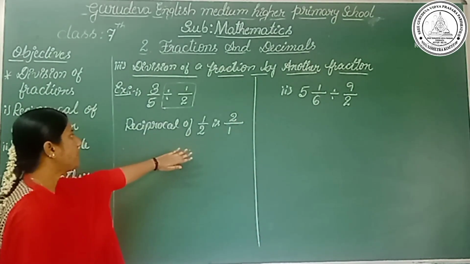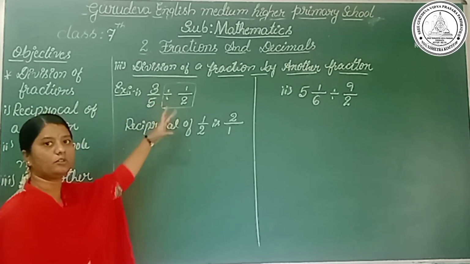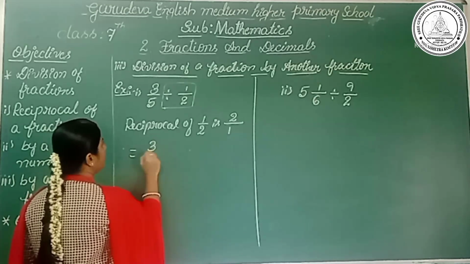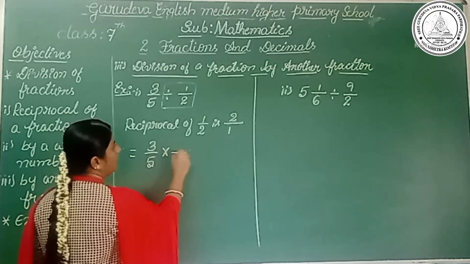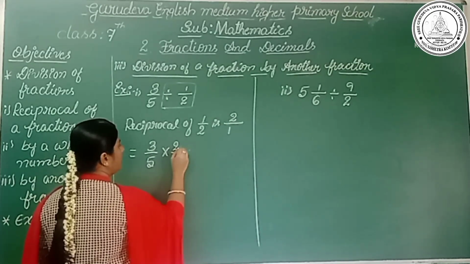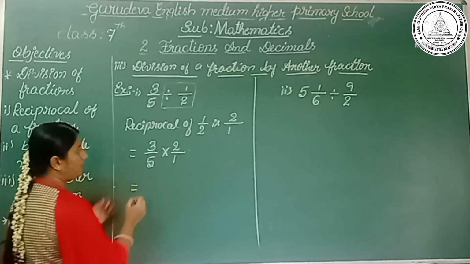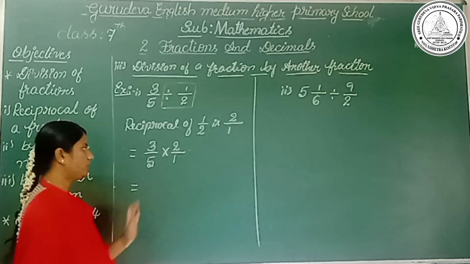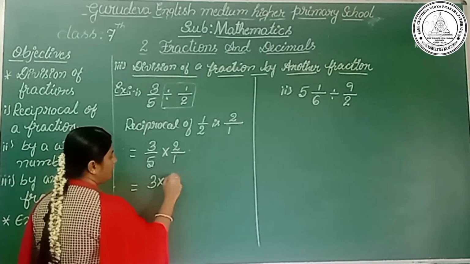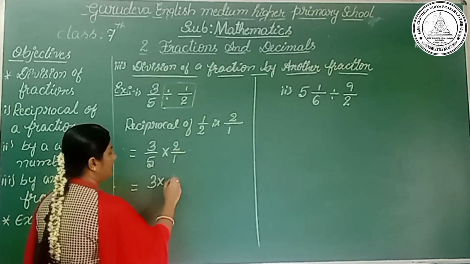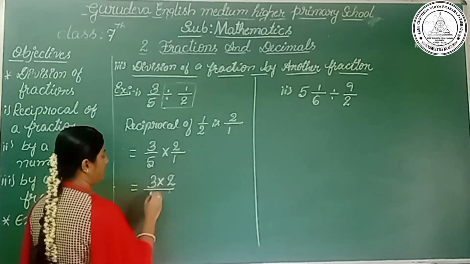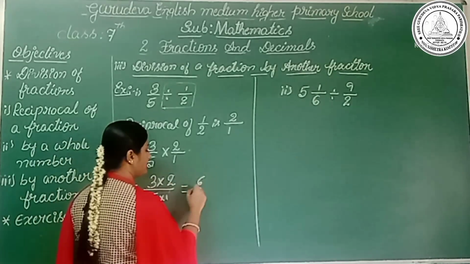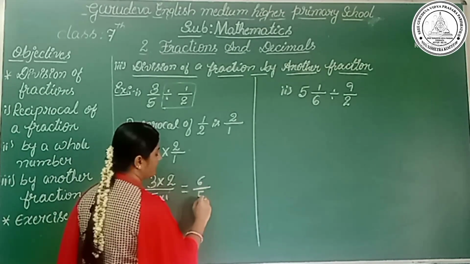Okay. So after taking the reciprocal, the division symbol changes into a multiplication symbol. Then write here, which is equals to 3 by 5 into the reciprocal, 2 by 1. So now you multiply the numerator to the numerator and the denominator to the denominator. 3 into 2 divided by 5 into 1, which is equals to 3 2s are 6 divided by 5 1s are 5.